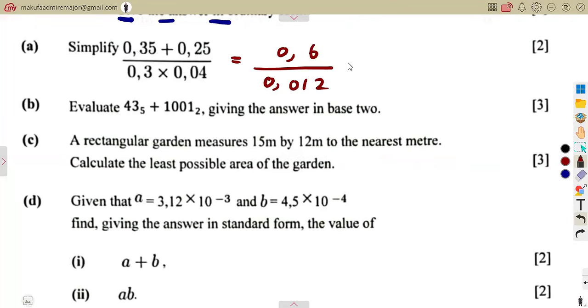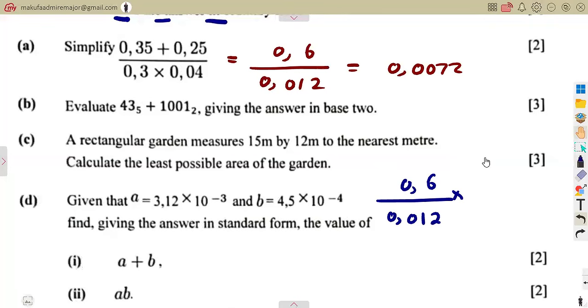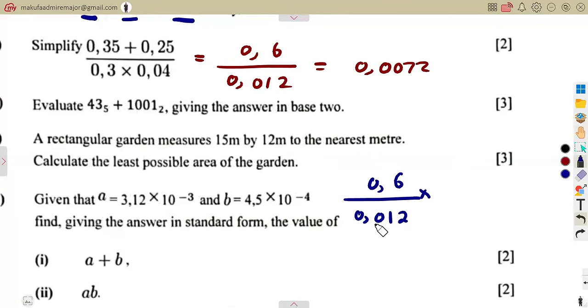0.012. Then you divide. For 2 marks, all this part is a mark, and the answer there is a mark, which was going to be 0.072. Or if you want to have it as a fraction, 0.6 over 0.012. If you want to have it as a fraction, remember I said you keep the decimals that you're given. You focus on the decimals that you're given on the denominator.